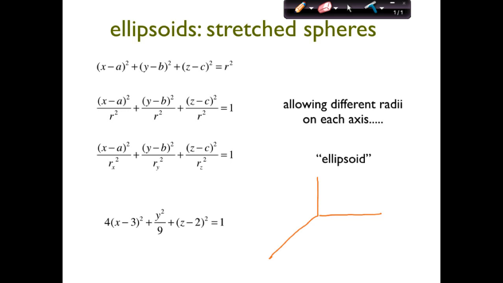So, and then where's the center of this thing? 3, 0, 2. That's the center. And then what do we say in the x direction? We're going to go how far? 1/2, right? Do that. And in the y direction, I'm going to go 3. 1, 2, 3, maybe like this. 2, 3, like this. And the z direction? 1. So I'm drawing the key points here to this thing.